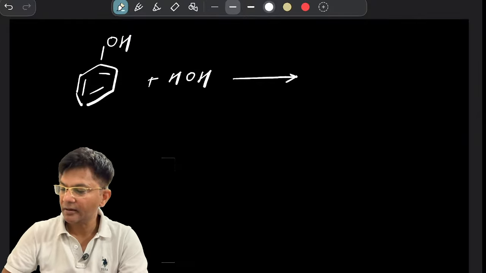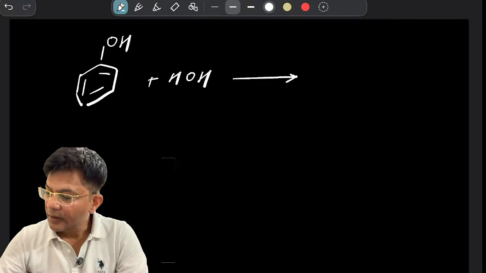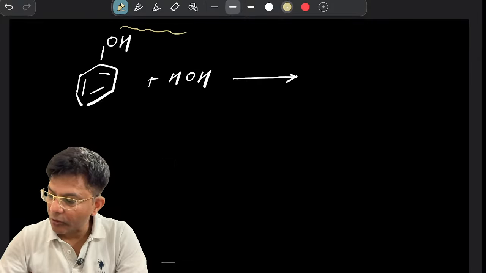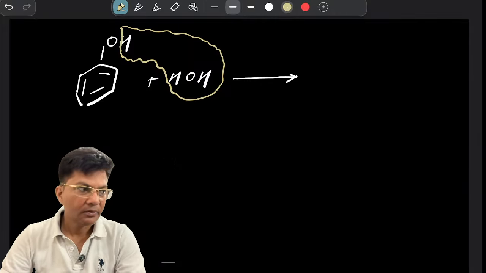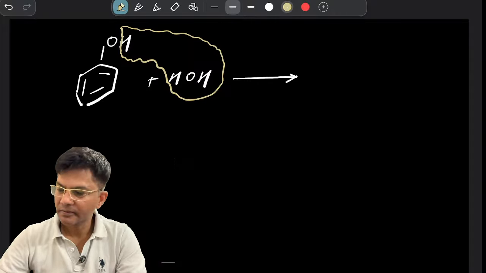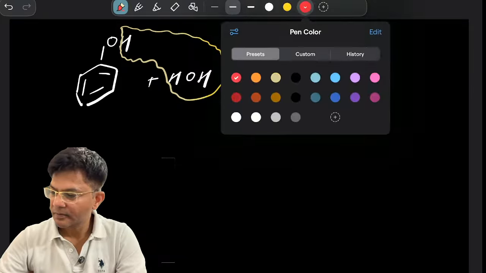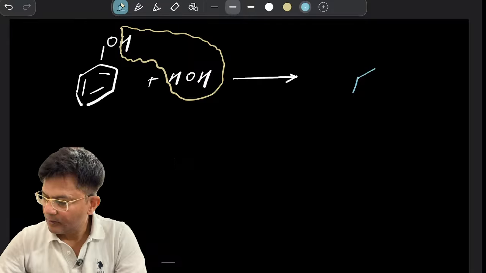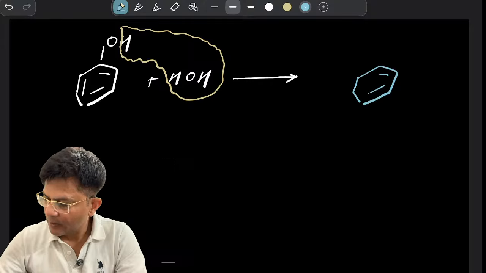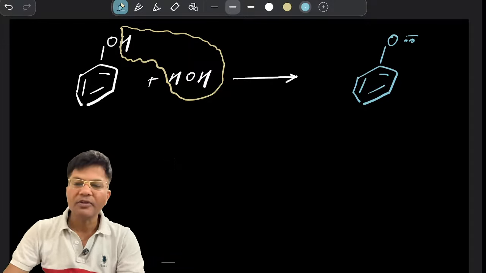Now kids, see, the water will snatch its proton and phenol will not say anything to water. Why, kids? See, everyone, the phenoxide formed is resonance stabilized. Phenoxide form is resonance stabilized.